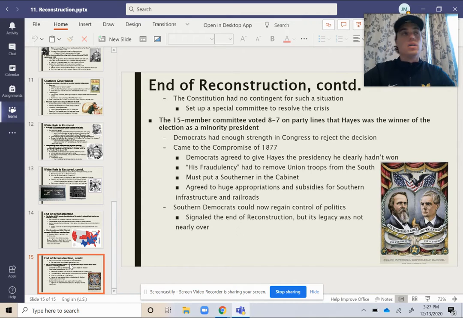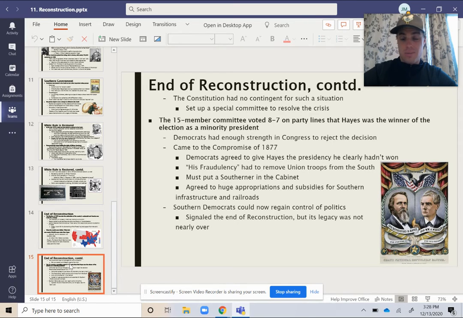Second thing they have to do is put a Southerner in the cabinet. There had not been a Southerner in the cabinet in a very, very long time. This would give the South a seat at the table in discussions regarding any national issues and could have an impact on presidential thinking going forward.